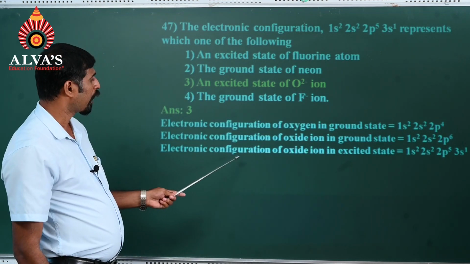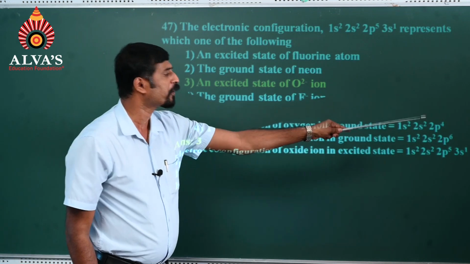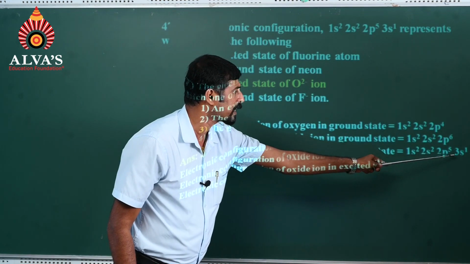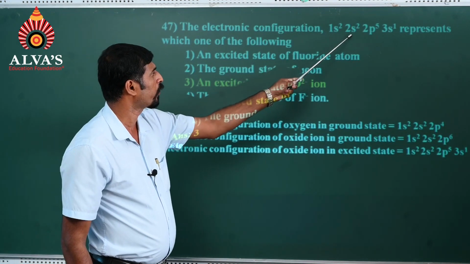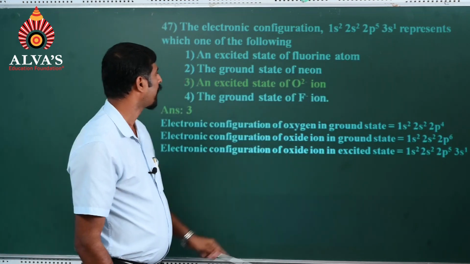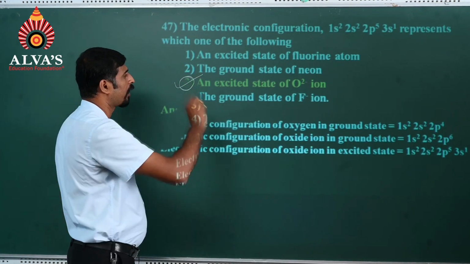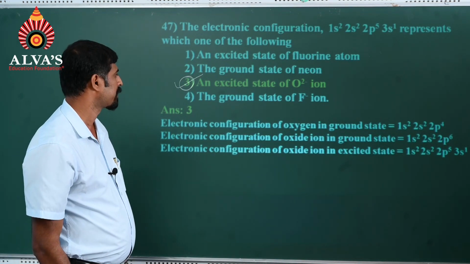Now, the electronic configuration of oxide ion in the excited state, one electron shifted to an outer orbital, that is 1s2, 2s2, 2p5 and 3s1. Therefore, the electronic configuration 1s2, 2s2, 2p5, 3s1 represents the excited state of an oxide ion. Hence, option third is the right answer.